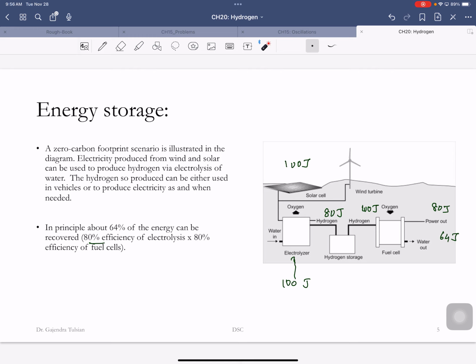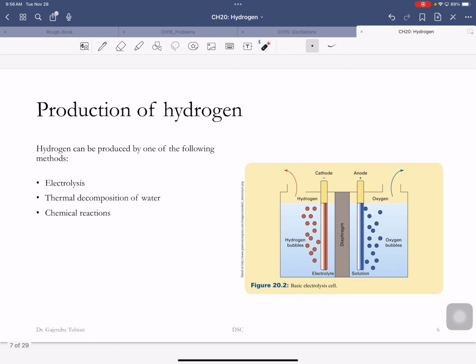Do you guys understand that? And again, this is the best case scenario. All right, make sure you understand this stuff. All right, so hydrogen is a way to store energy. So now we'll look at how to produce hydrogen.